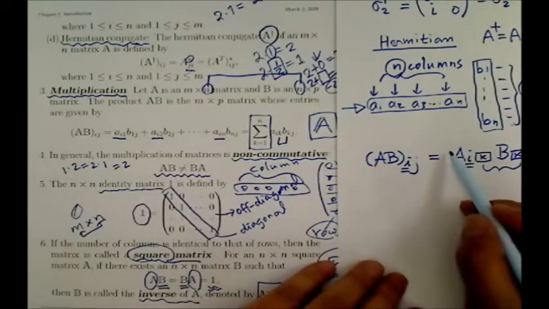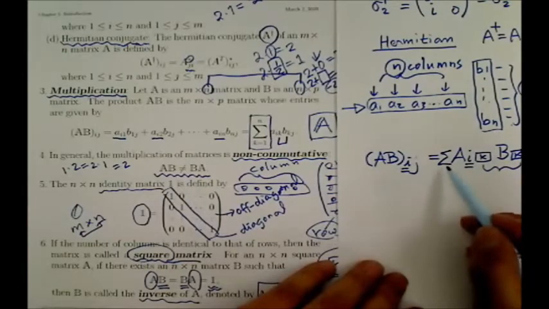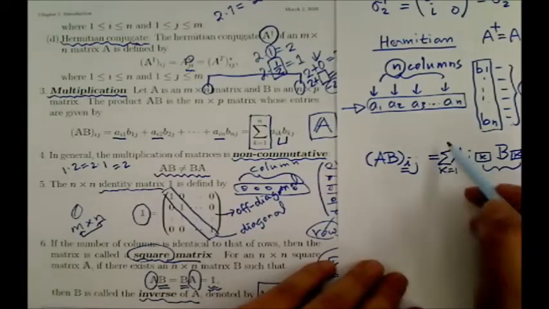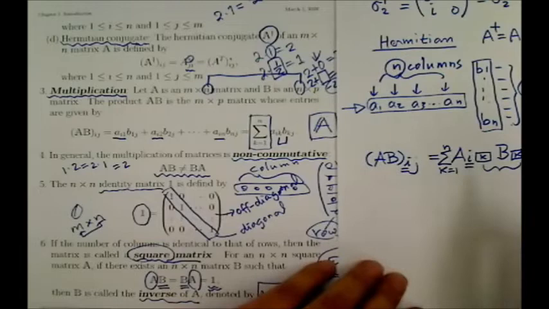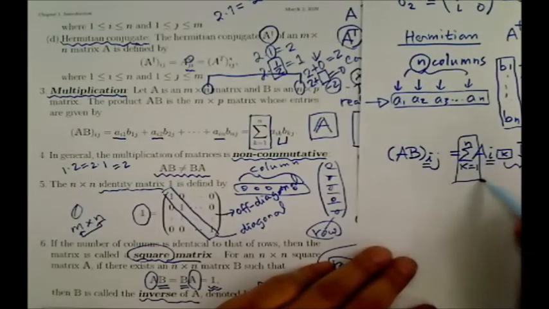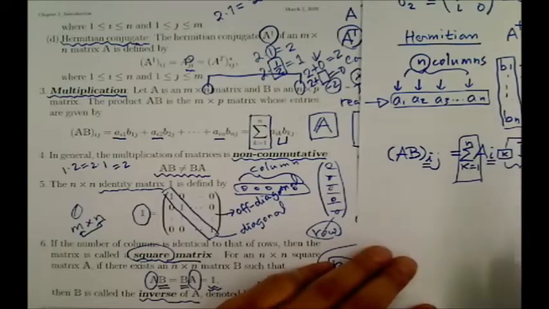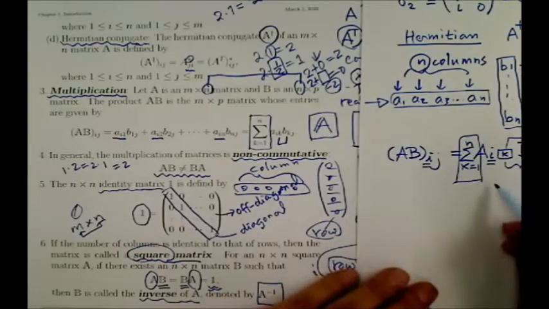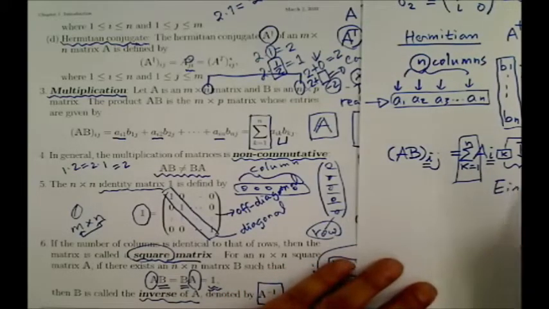Here, I should put this k runs from 1 to n. However, we will remove this one in case we have repeated indices. This is called Einstein's summation convention.